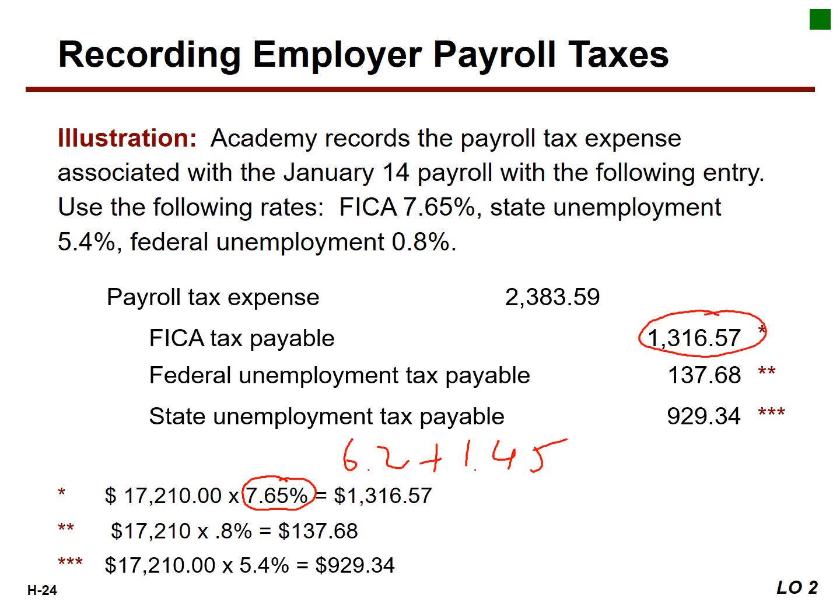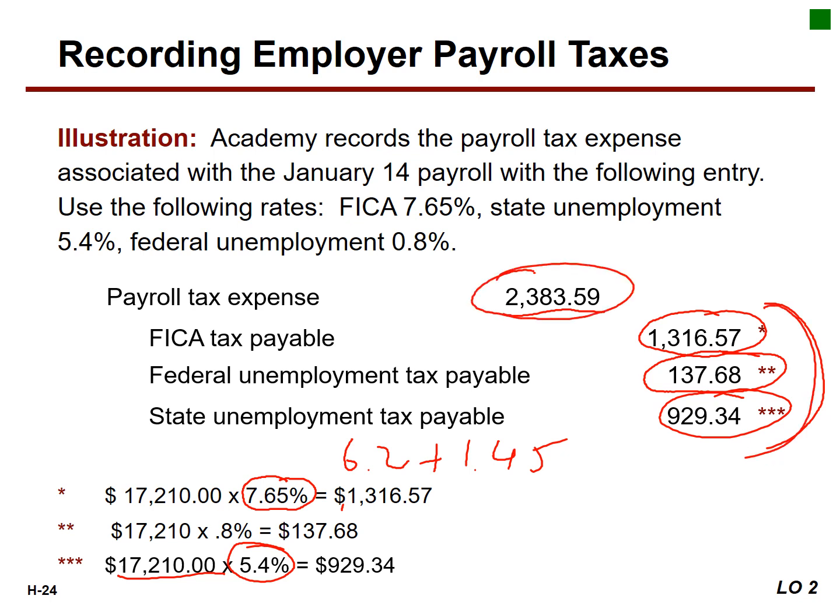We're assuming our federal unemployment tax rate is going to be our 0.8%. So 0.8% times 17,210 gives us this federal unemployment tax of $137.68, which is what we're going to credit federal unemployment taxes payable. Then our state unemployment tax payable is going to be credited by the 5.4% of our gross earnings of the 17,210 for a total of $929.34. Now let's go back to our debit, to our payroll tax expense, because this is an actual expense to the employer. The $2,383.59 is just the total of these three right here. So we really don't know what to debit payroll tax expense till we calculate these three taxes: the FICA tax, the federal unemployment tax, and the state unemployment tax.